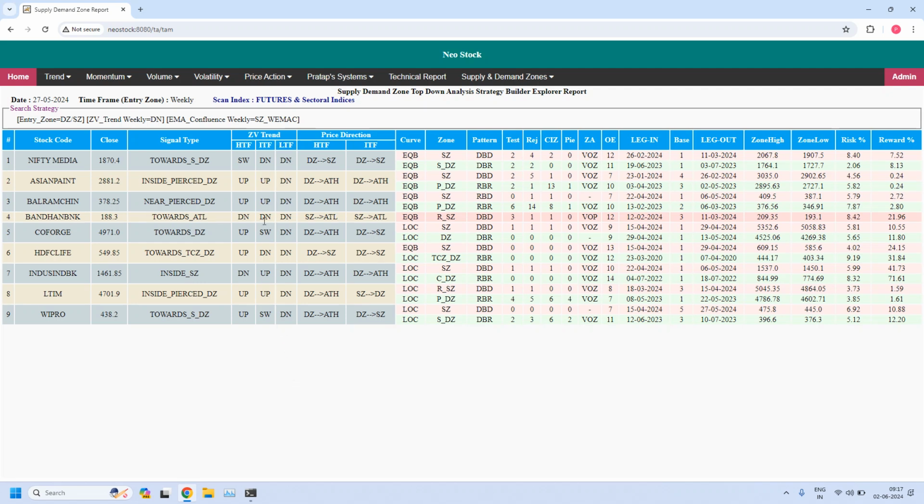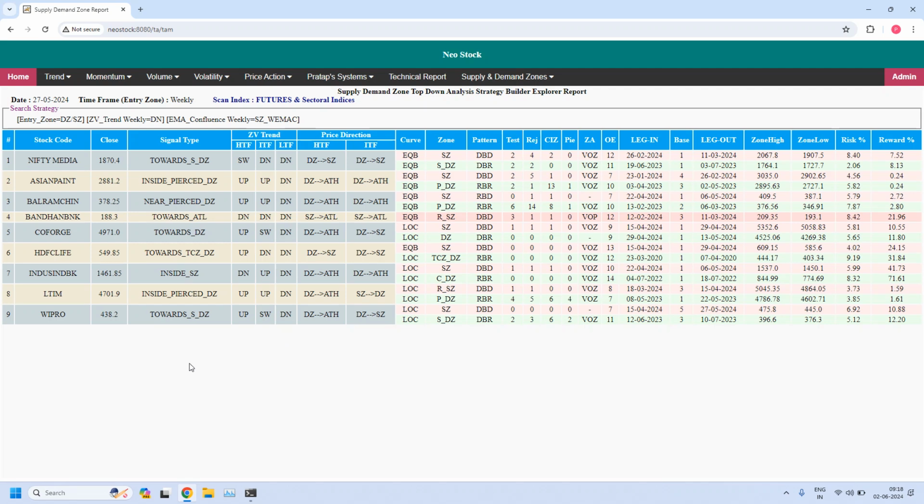Here ITF means monthly, and HTF means quarterly. But you will not be using weekly as a lower time frame. You will be using weekly as either HTF or ITF for your trade setup. I am telling you from the report point of view.